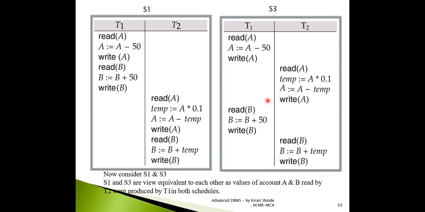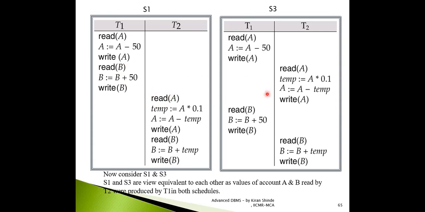If you see schedule S3, final write on data item A is done by T2 only. And final write on data item B is also done by T2. It means second condition is also getting satisfied. Third condition, that is update read. If you see, data item A is modified by T1 and B is also modified by T1, and these updated values are read by transaction T2.